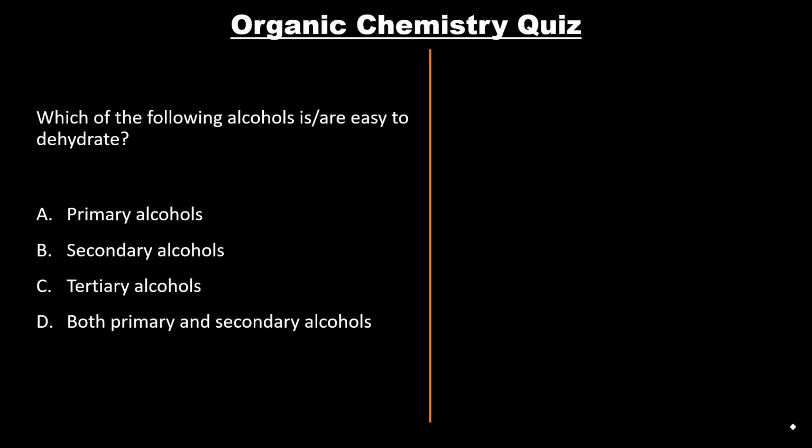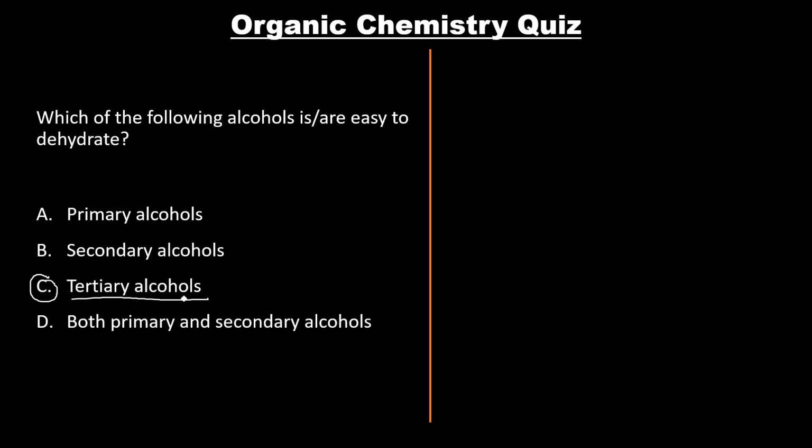Well, what do you think is the correct answer? Did you choose A, B, C, or D? Actually, the correct answer is C, tertiary alcohols. They are the easiest to dehydrate. So that's the correct answer. So they are the easiest to dehydrate.